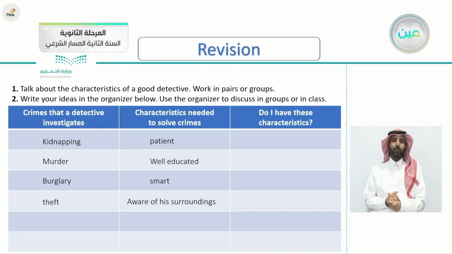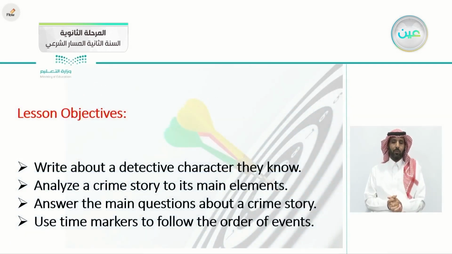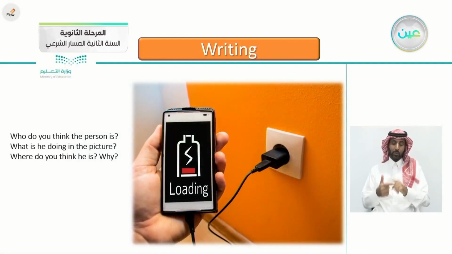Do I have these characteristics? Of course, this is up to you, and be honest with yourself when you're answering this part. So these are today's objectives: to write about a detective character they know, analyze a crime story to its main elements, answer the main questions about a crime story, then use time markers to follow the order of the events. So this is today's lesson.